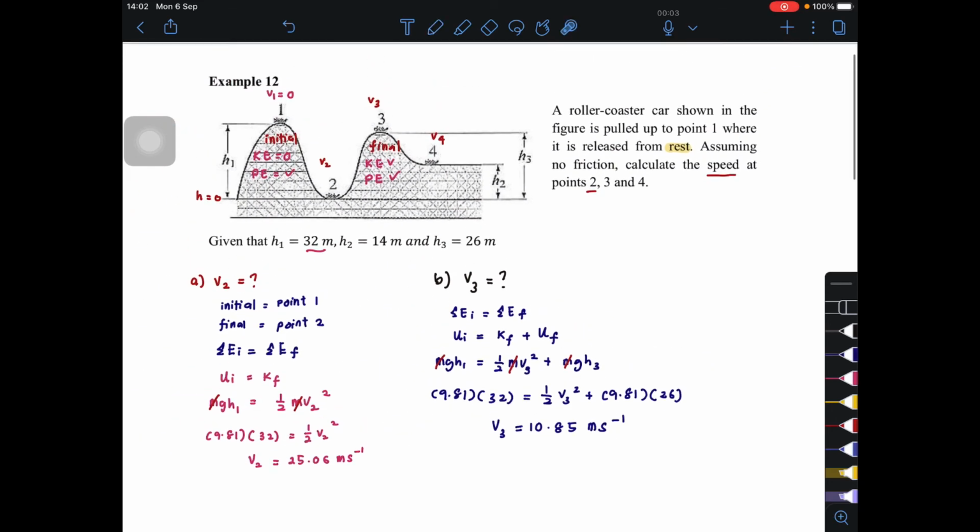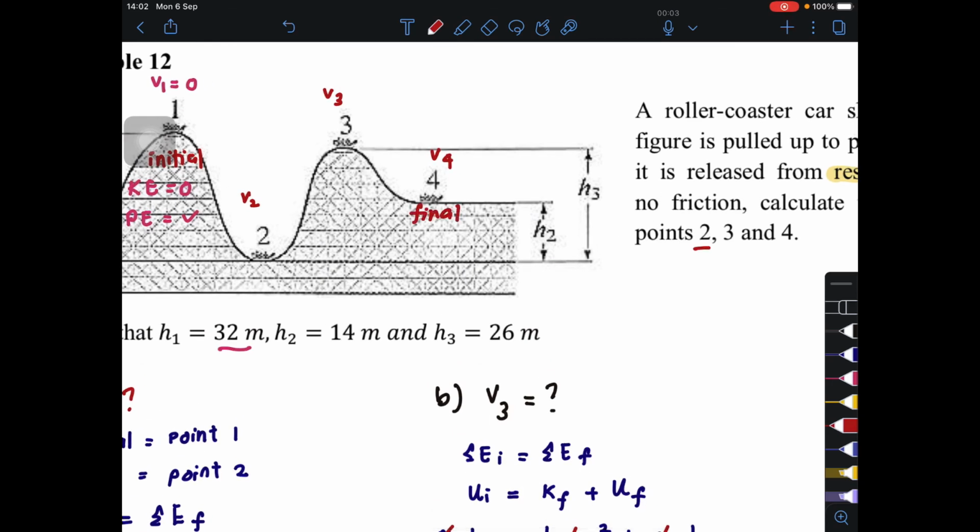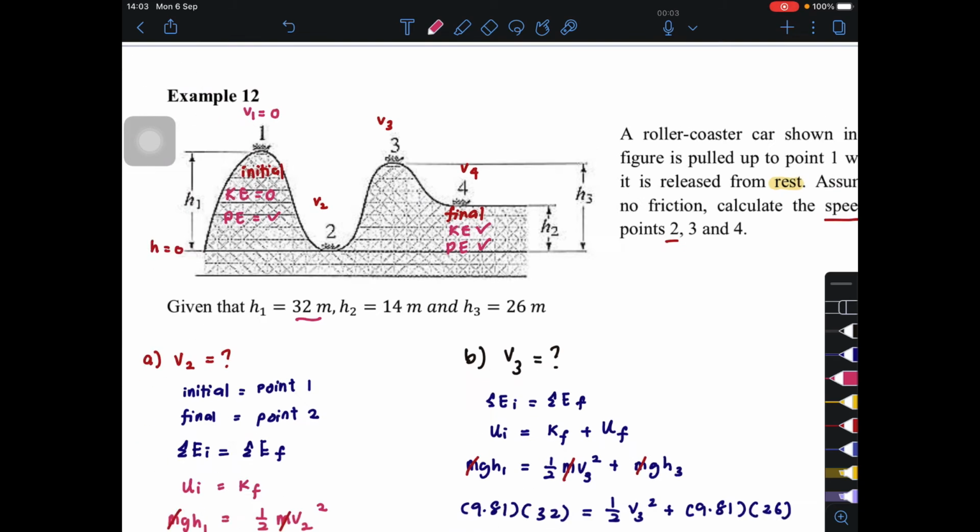Okay, so last one is the speed at point 4. So this one is the same, we repeat the same steps, which is to identify which one is the initial, which one is the final. So easily we stick with this one as initial, this one will be the final here. So here final, where we have a certain height and we have the velocity. So there will be both kinetic energy and potential energy.